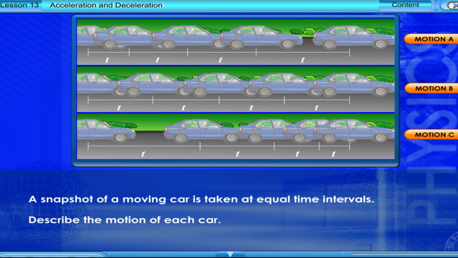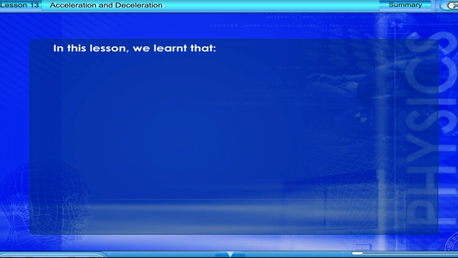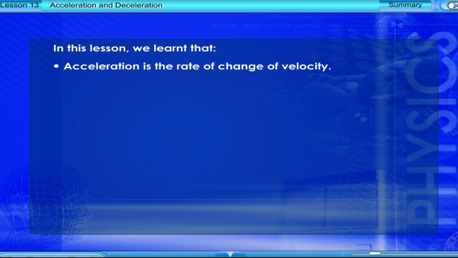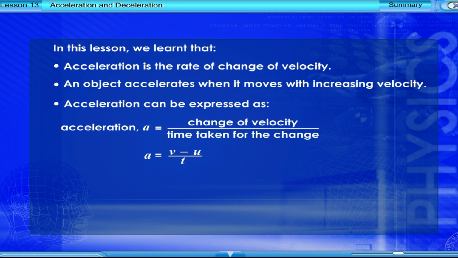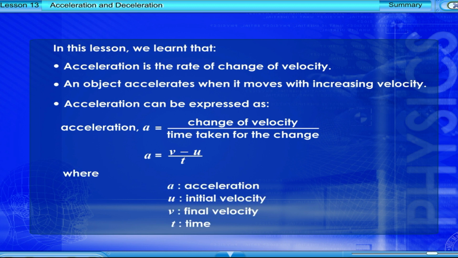In this lesson, we learned that acceleration is the rate of change of velocity. An object accelerates when it moves with increasing velocity. Acceleration can be expressed as change of velocity over time taken for the change, or a equals v minus u over t, where a equals acceleration, u equals initial velocity, v equals final velocity, t equals time.